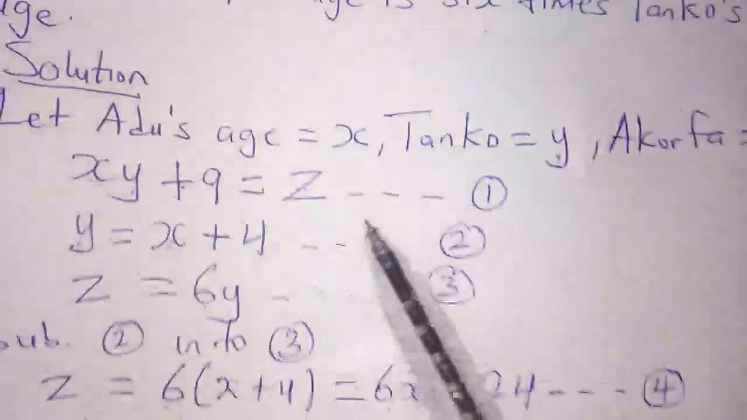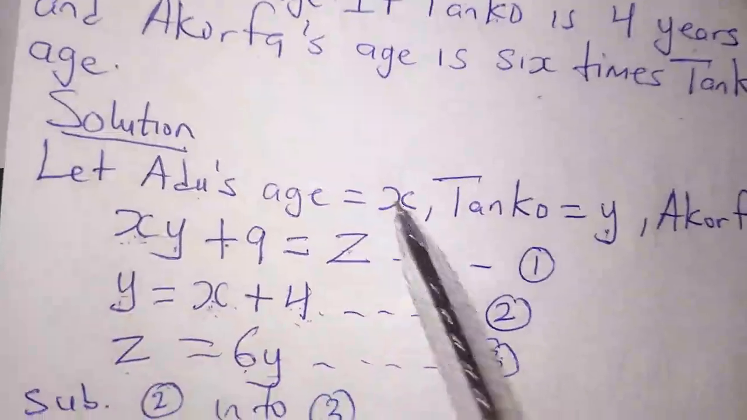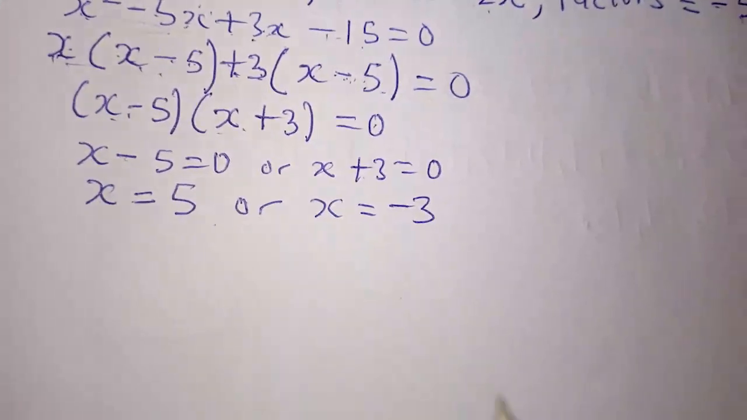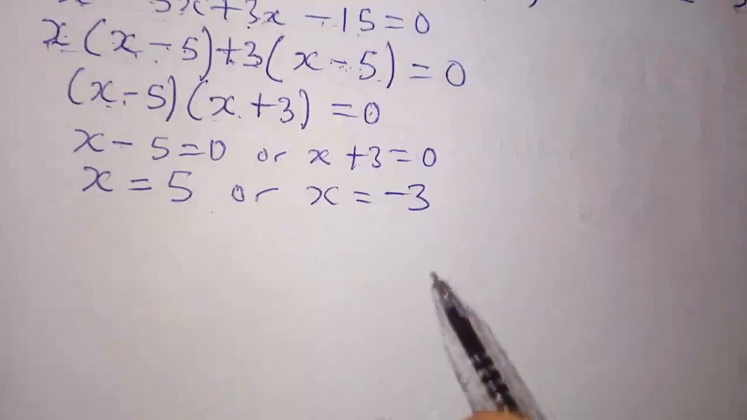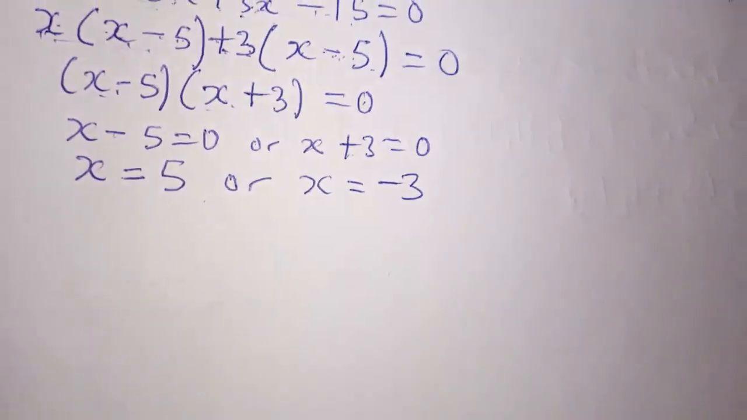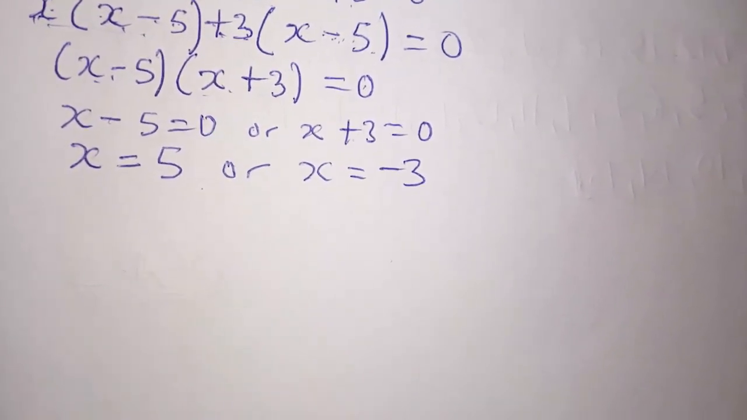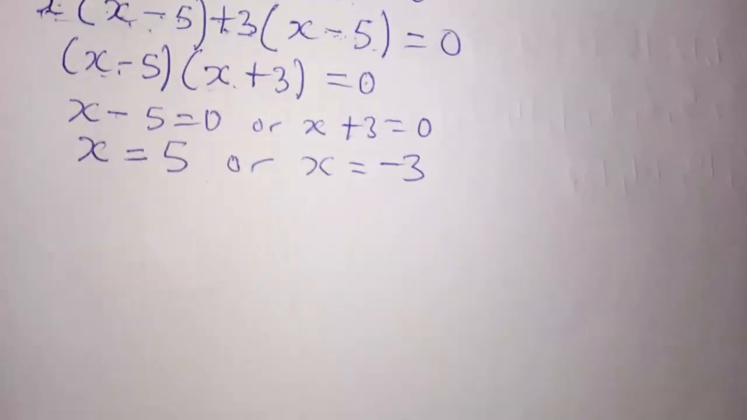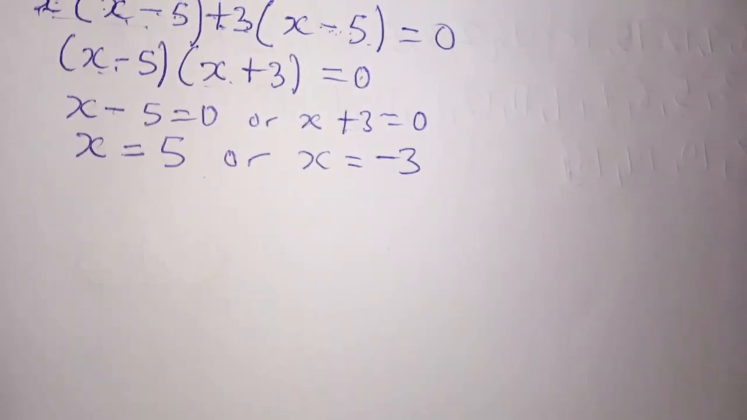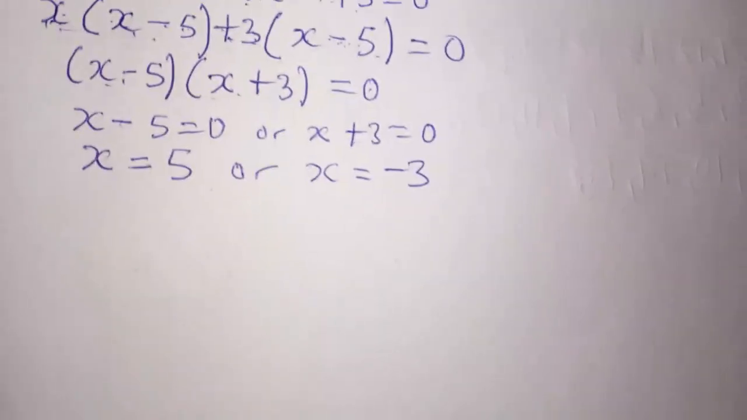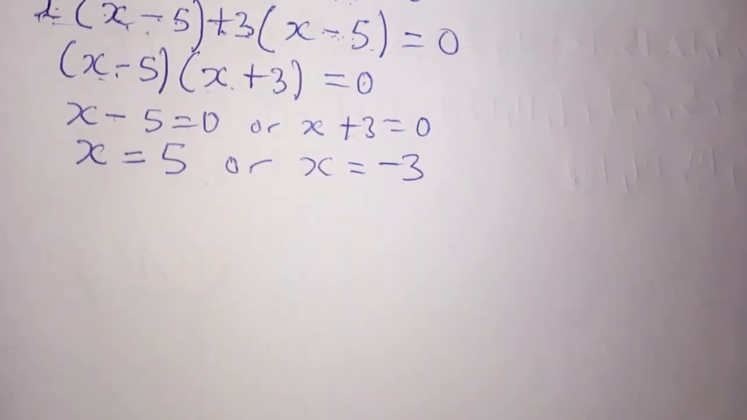Remember, what is x? Come back here. x is Adu's age. So you have gotten Adu's age to be either 5 or minus 3. But something is weird. Is it possible for someone to be minus 3 years old? Never. So when you solve word problems, depending on what you are finding, if it is just a normal number, a number could be negative or positive. But some things can never be negative. Things like age. Someone's age cannot be negative.